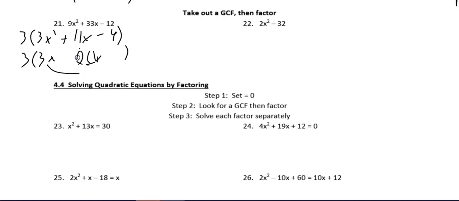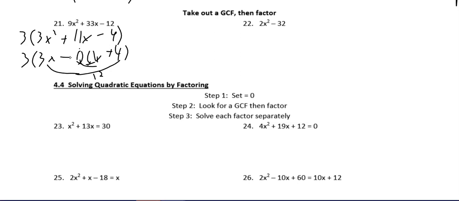So let's try 1 and 4. Well, 1 times 1 is 1. 3 times 4 is 12. 12 minus 1 is 11. That's awesome. I need a negative 11, so I want the positive to be for the 4 and the negative with the 1. So 3 times 3x minus 1 times x plus 4.